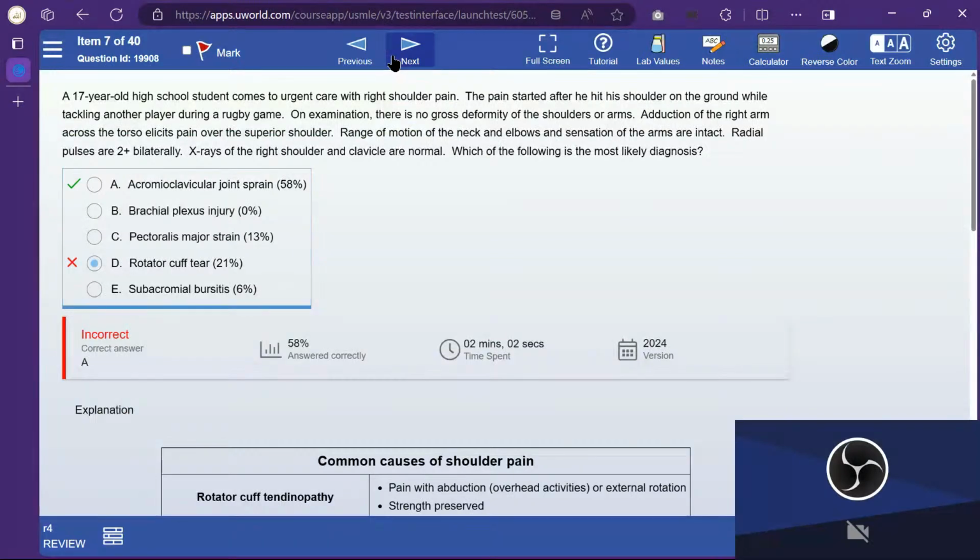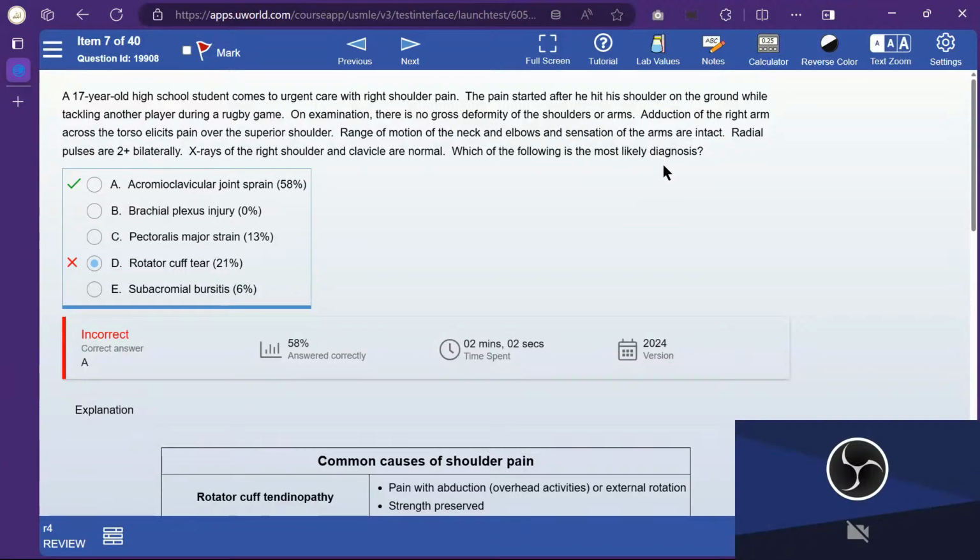A 17-year-old high school student comes to urgent care with right shoulder pain. The pain started after he hit his shoulder on the ground while tackling another player during a rugby game. On examination, there is no gross deformity of the shoulder, but adduction of the right arm across the torso elicits pain over the superior shoulder.